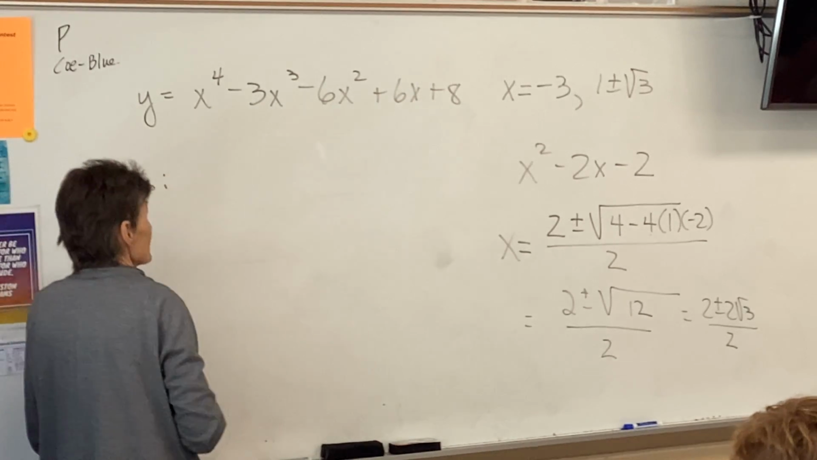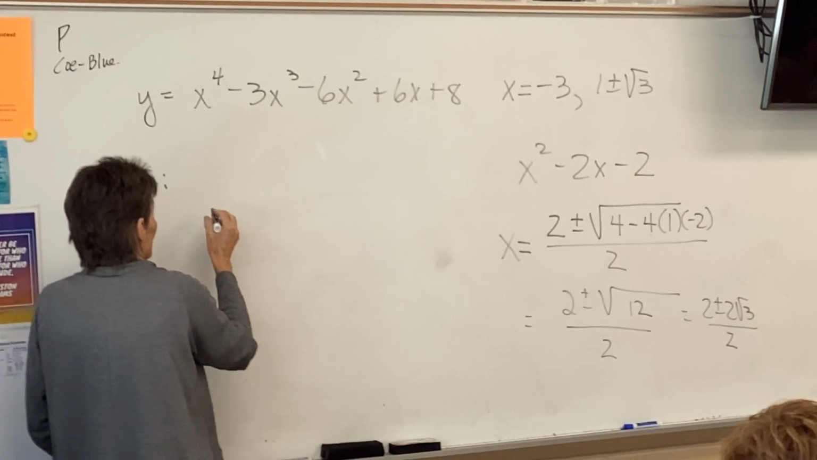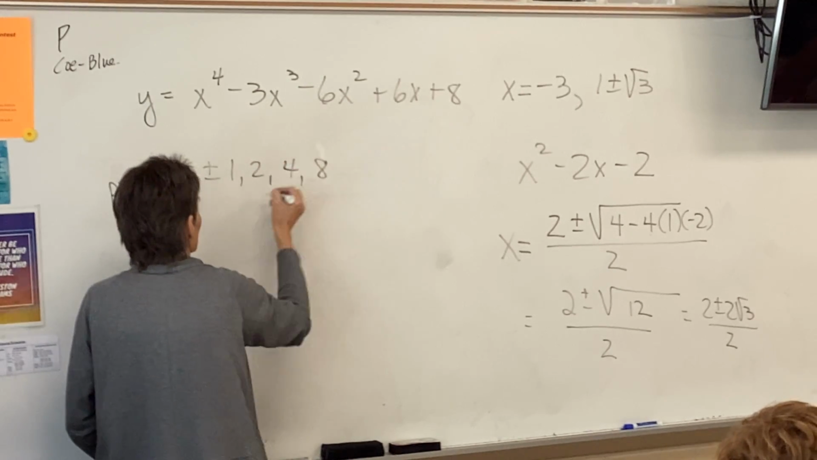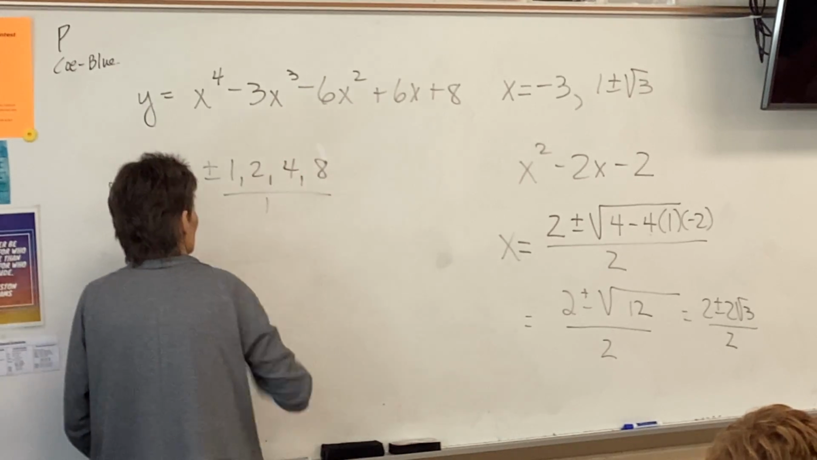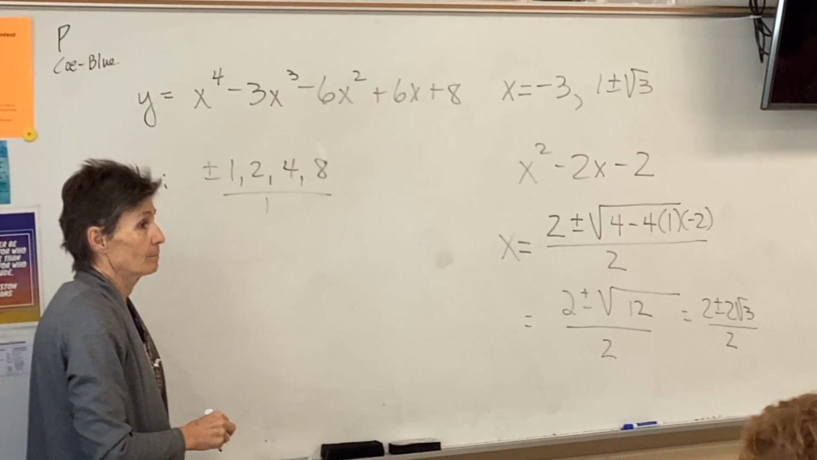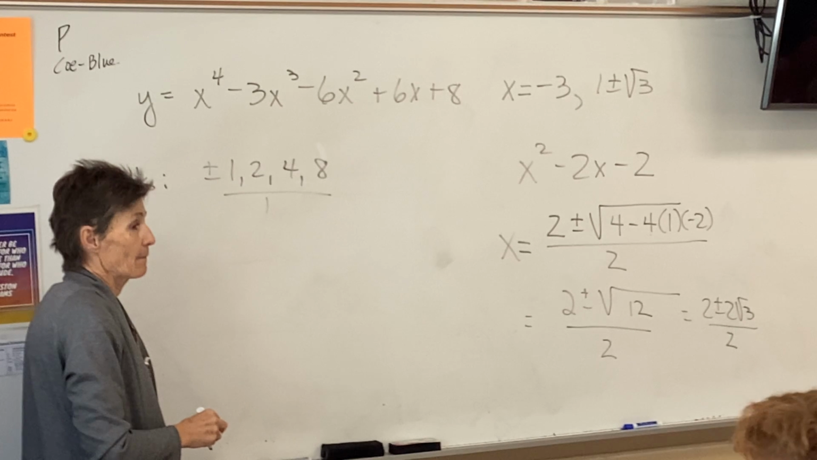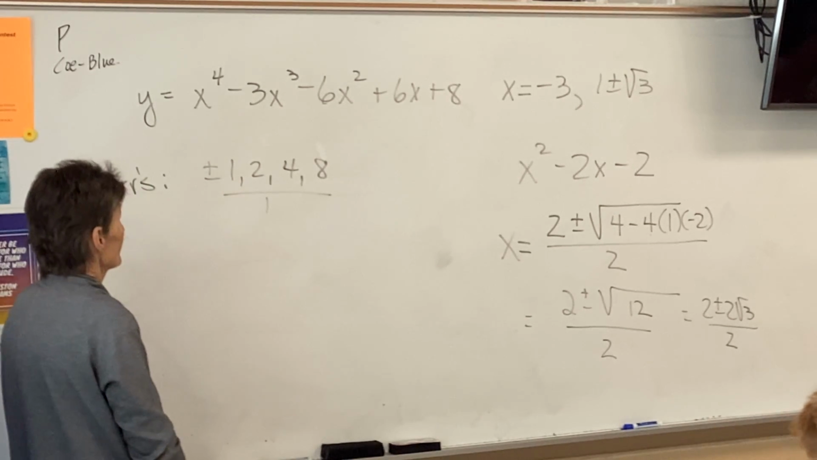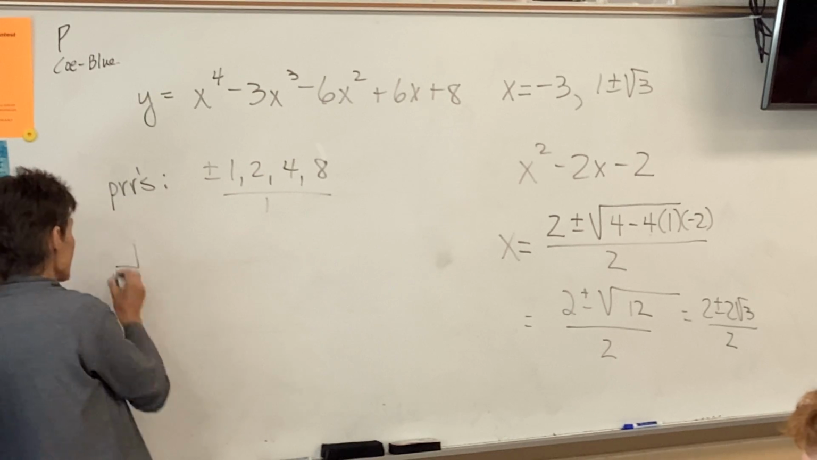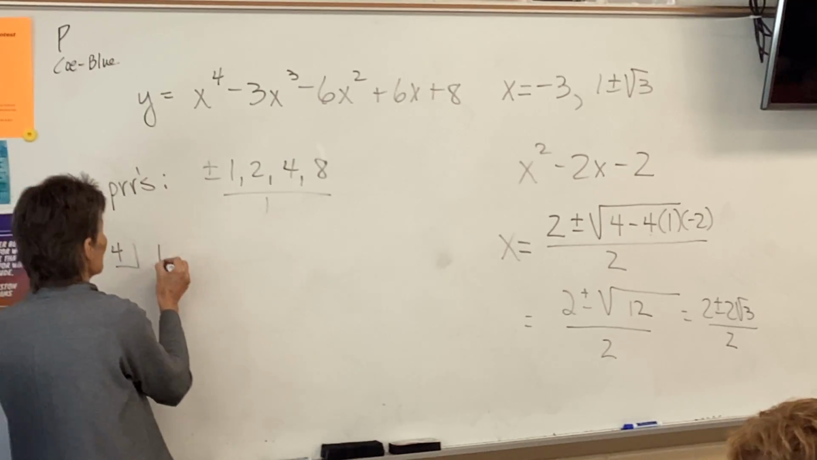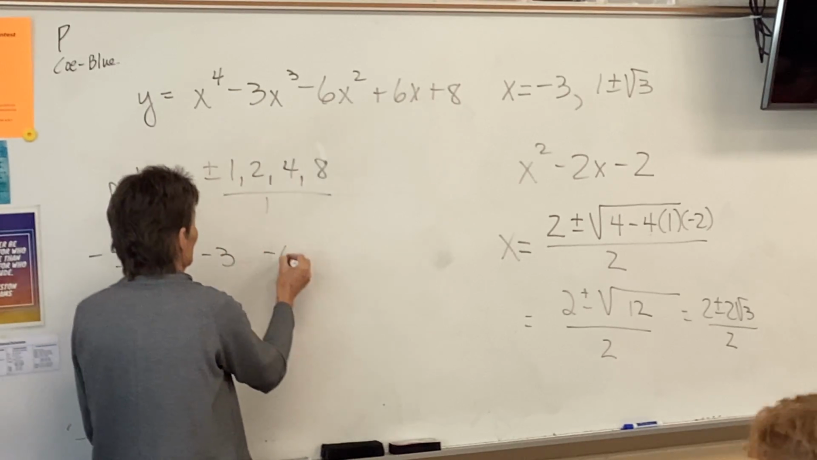Here we go. What are my guesses? 1, 2, 4. So plus or minus 1, 2, 4, and 8, over 1 again. All right, I'm going to open it up for guesses here. -4.